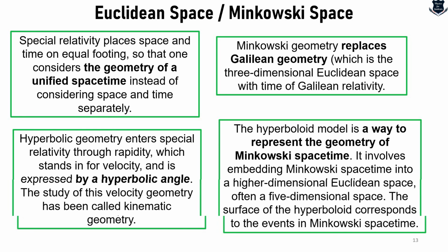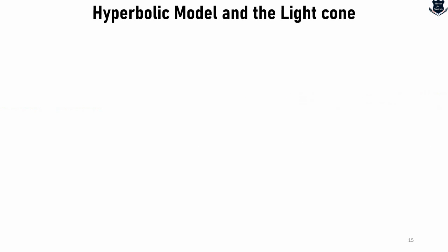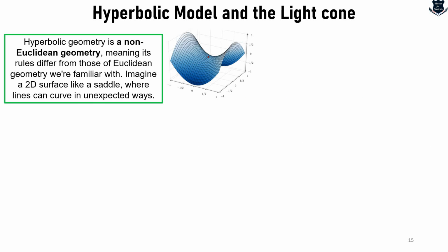Now the question is, this linking of the hyperboloid model and the light cone, what is that? Let us quickly look with some very simple definitions. First is that hyperbolic geometry is definitely a non-Euclidean geometry. That means you get something called a saddle shape, which I have shown you right on the screen. Lines can curve in unexpected ways because it's a saddle shape.